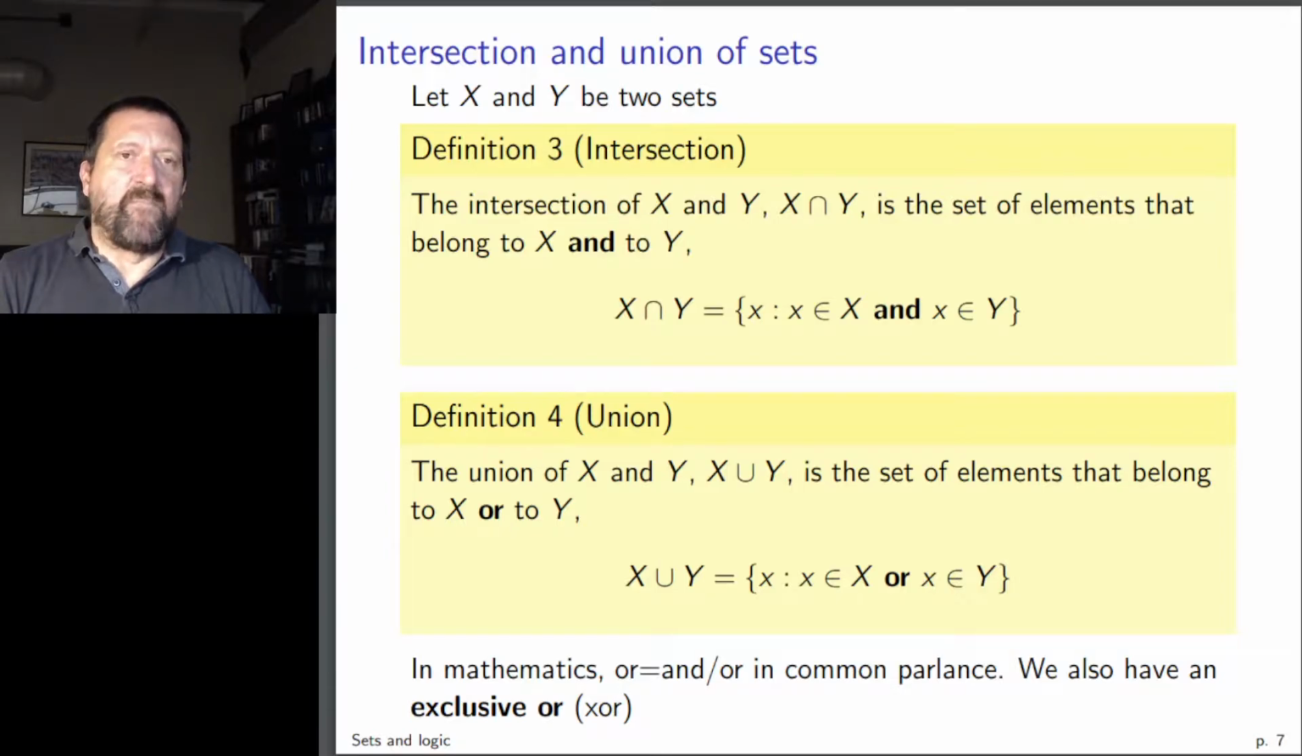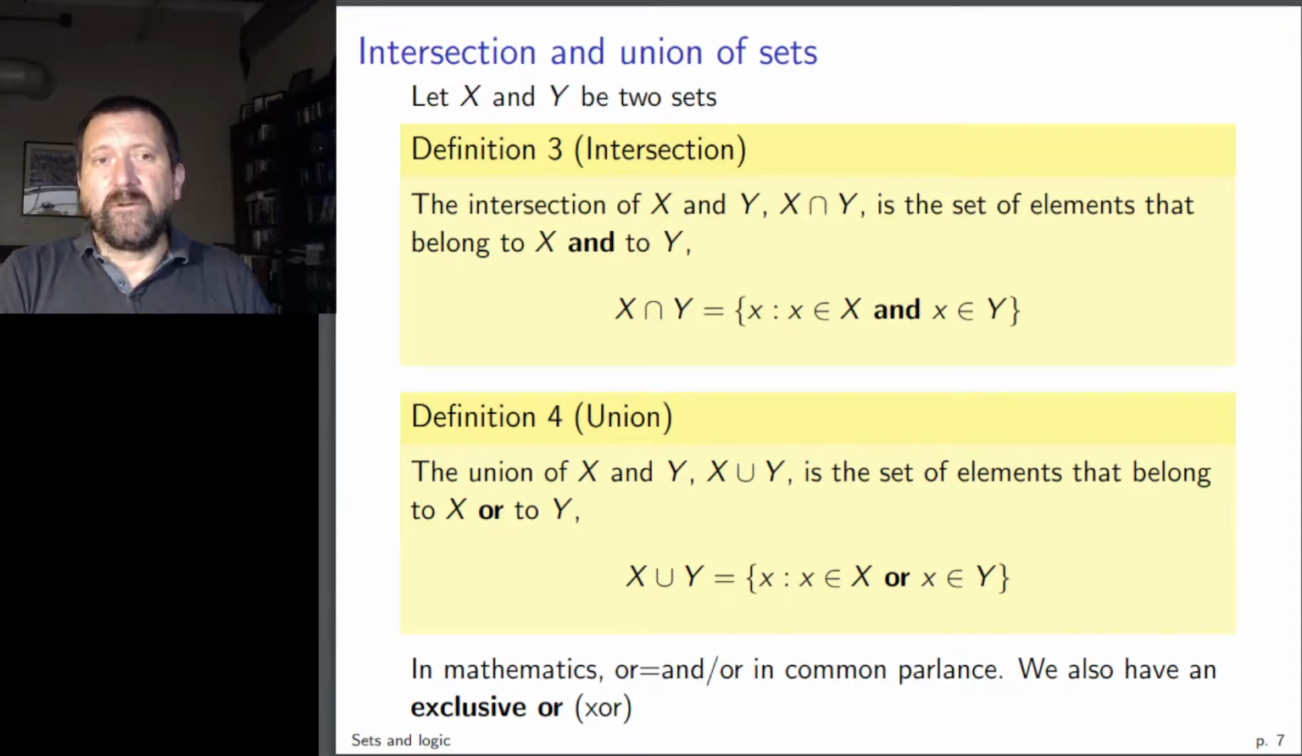The important notion also with sets is the intersection and the union, and this is something we will use from time to time. So the intersection of two sets is the set of elements that belong to both sets. So the intersection of capital X and capital Y is the set of little x that belong both to capital X and to capital Y.